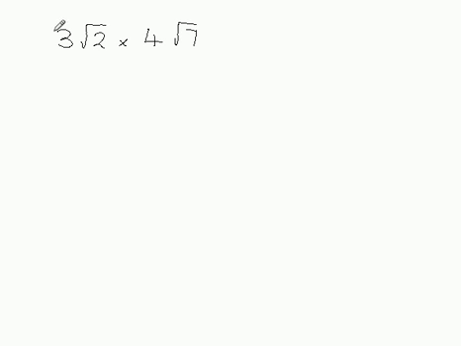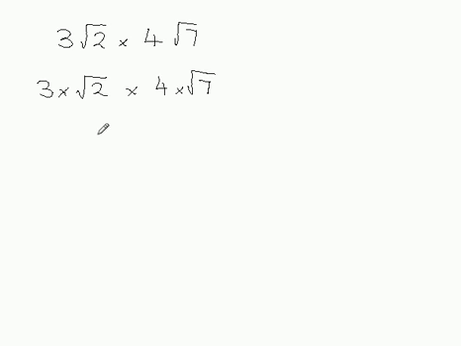The first example here, 3 root 2 times 4 root 7. So the first thing I'm going to do is break up the two surd parts to show the multiplication signs. There's one in the middle there, and there's one in the middle here.